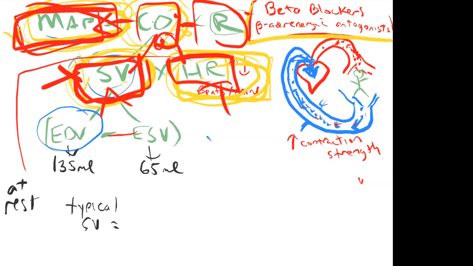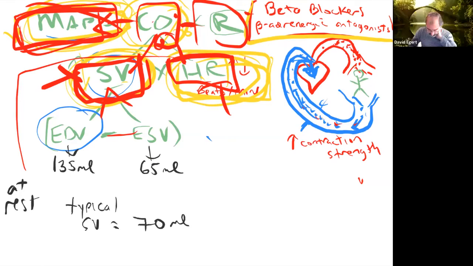70 milliliters per beat. So when you're at rest, like right now, sitting in front of your Zoom screen, every time your right or left ventricle squeezes, about 70 mils of blood is getting squirted out into your aorta and your pulmonary trunk.